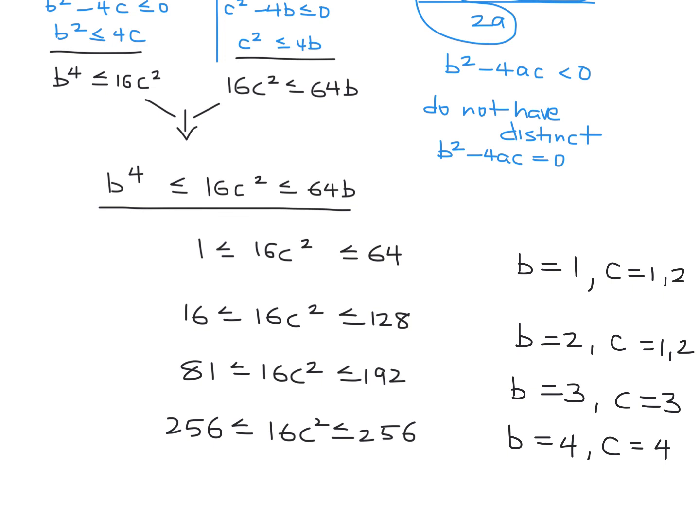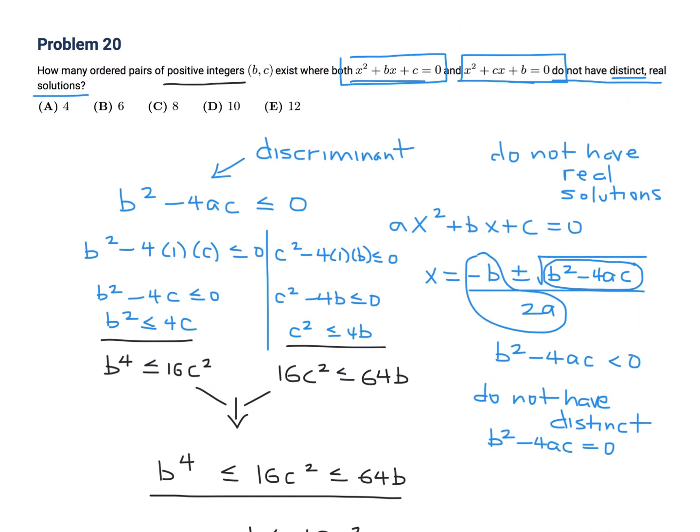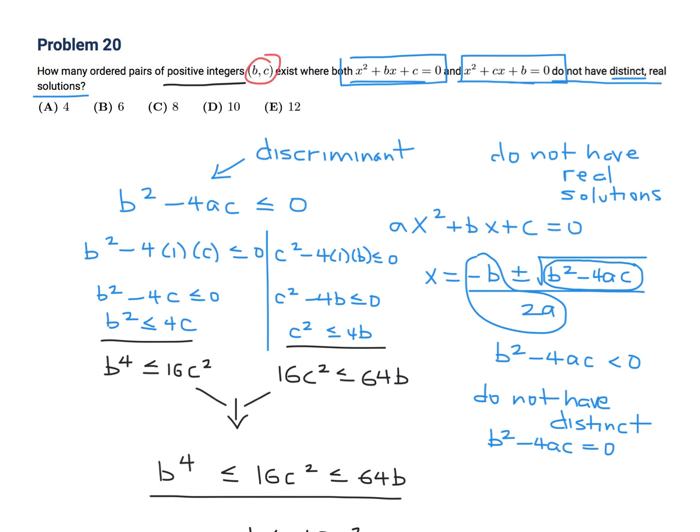So how many ordered pairs do we get? Over here we got (1, 1), (1, 2), (2, 1), (2, 2), (3, 3), and (4, 4). So it looks like we got 6 ordered pairs (b, c), and therefore, number 20, the answer is B.